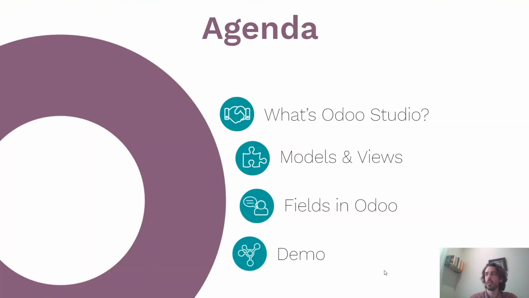So for the agenda today, first we're gonna talk about Odoo Studio. What's Odoo Studio? I know that we mentioned some topics, but then what are we gonna mention? There are some basic terms that I would like us to understand, which are gonna be regarding Odoo's architecture. It's gonna be regarding models and views, and also fields in Odoo. Once we're covered with that part, we're gonna be able to start our demo. Okay, so let's proceed.